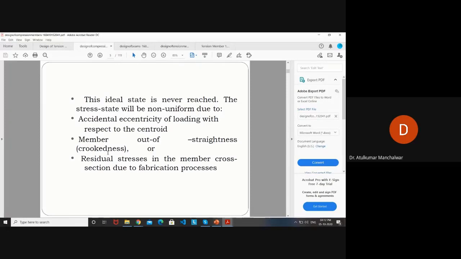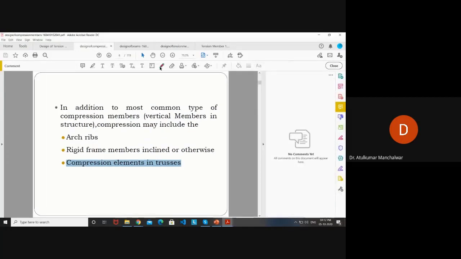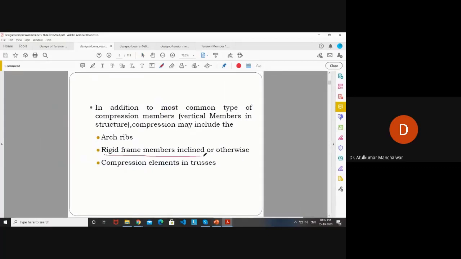I hope there is not much explanation needed for the compression member, because we have already covered tension member expressions. You can see arch ribs, rigid frame members inclined, and compression member elements in the truss. This is the more favorable case, which generally occurs many times: a rigid frame inclined and a compression member in the truss.